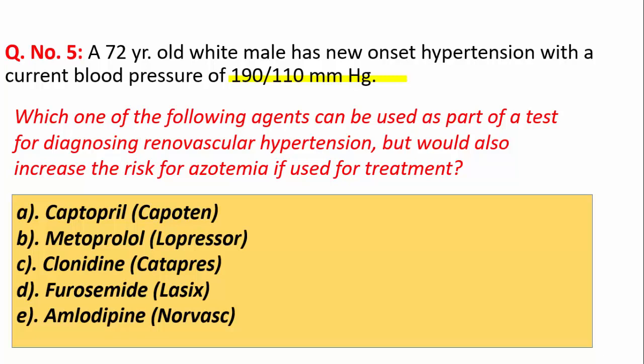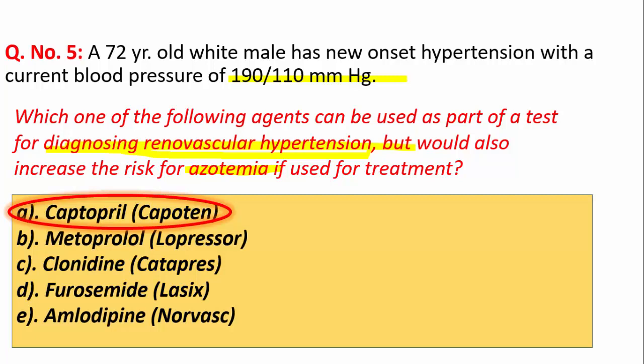So they are asking which type of medication is used as part of a test for diagnosing renovascular hypertension, but would also increase the risk of azotemia. So the ACE inhibitors or ARB blockers, because they dilate the efferent arteriole, so they usually help diagnose renovascular hypertension, because they cause dilation of the efferent arteriole.